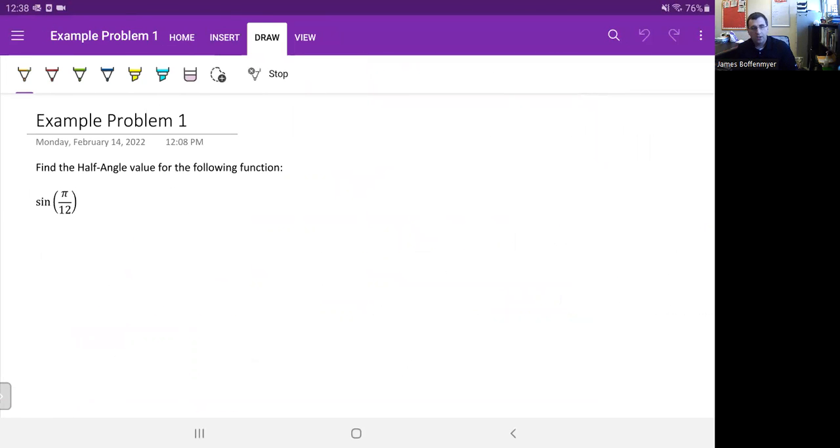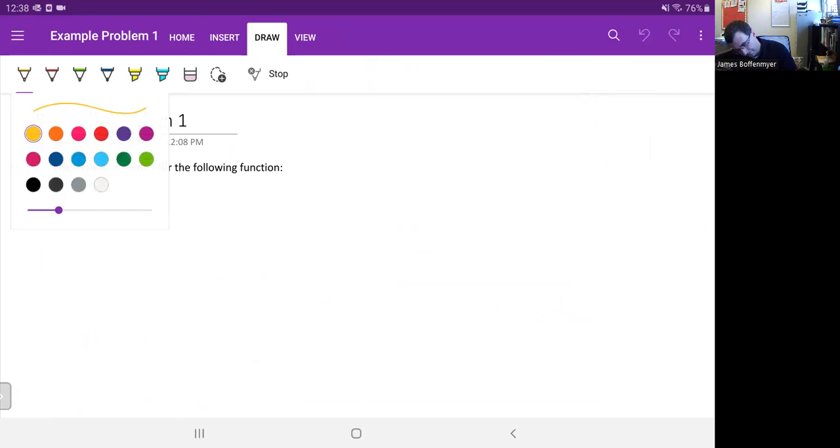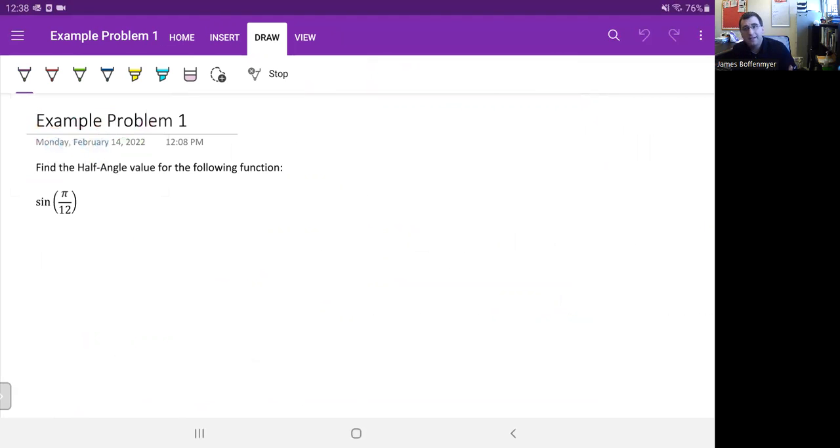Okay. So find the half angle value for the following function. Sine of pi over 12. Okay, so what that means, because it's half angle, that's got to be sine of pi over 12 divided by 2.